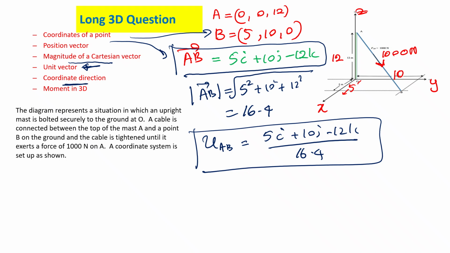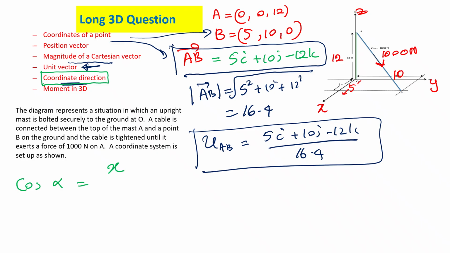Now coordinate direction, this part. Coordinate directions we didn't do here. I explained it to you last week. What do we mean by coordinate directions? Do you remember coordinate directions? Alpha, beta, gamma. Remember? They are the angles: the angle made with x is alpha, with y is beta, with z is gamma.